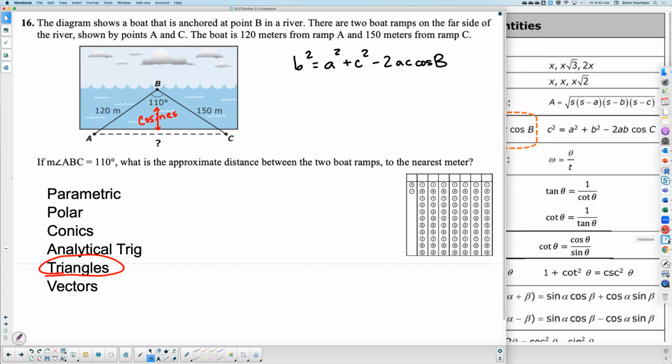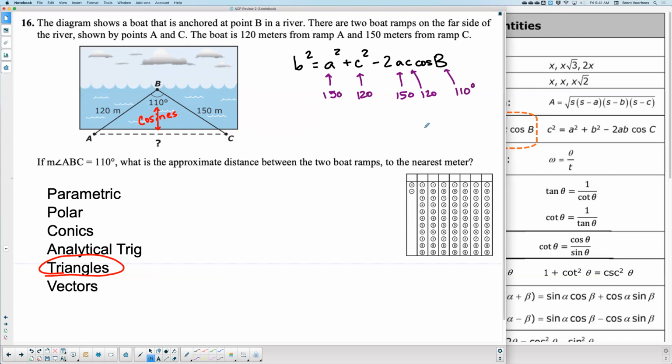Let's plug in what we know for our solve. Do we know little b? No. Do we know little a? What's little a? 150, technically it doesn't matter that much, but it would be 150. What about little c? 120. And finally, capital B, 110. And don't forget to put the degree symbol.